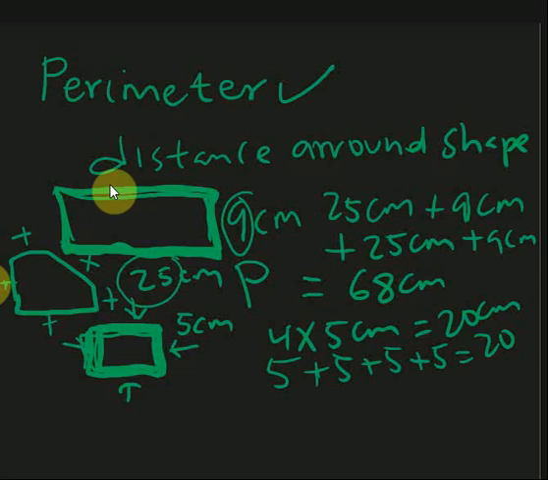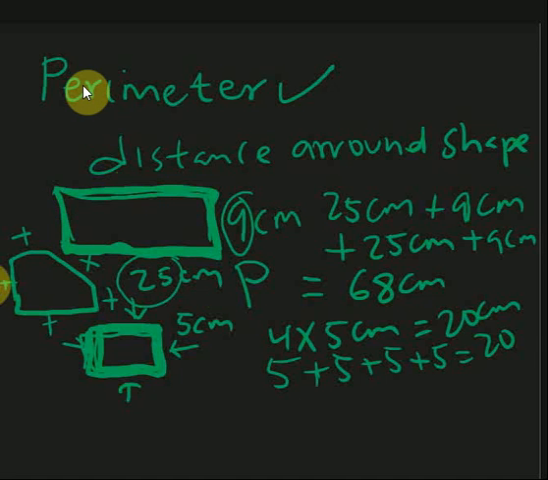For example, this is the rectangle, okay? This side has 9 centimeters, and this side has 25 centimeters. Which means this side is equal to this side, and this side is equal to the opposite side. So these two sides are equal. If this is 9, this is also 9. If this is 25, this is also 25.